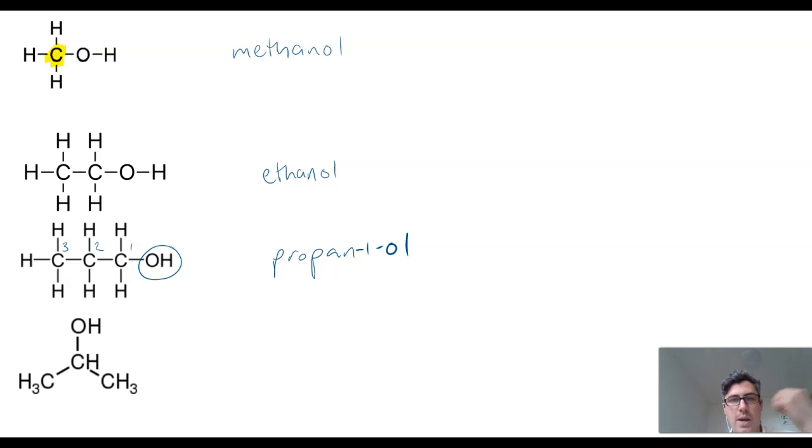And that shows you where the alcohol group is attached. Now there's no substituent groups on here, so we don't need a prefix, so we just leave it like that.